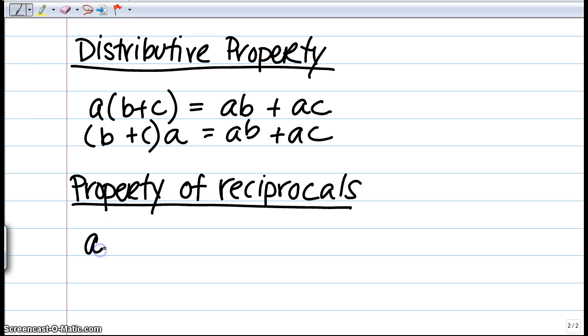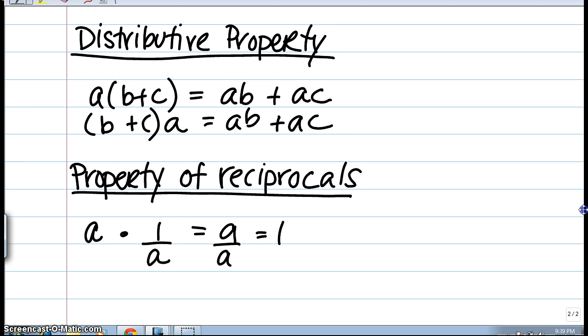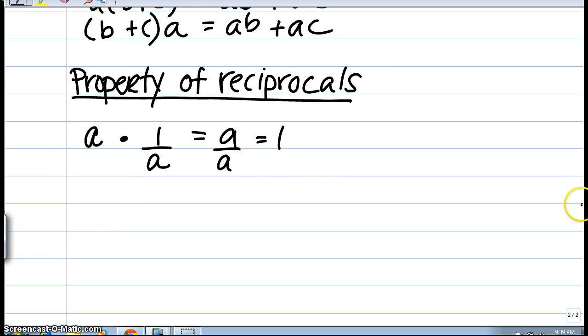Last one is property of reciprocals. If you have a, the reciprocal of a is 1 over a. So if you multiply those, you get a over a, which is 1. Or if you had 1 over a, the reciprocal of that, you flip the fraction, would just be a over 1, which is a over a, which is also 1. So property of reciprocals, you just flip the fraction, and when you multiply it together, you get 1.